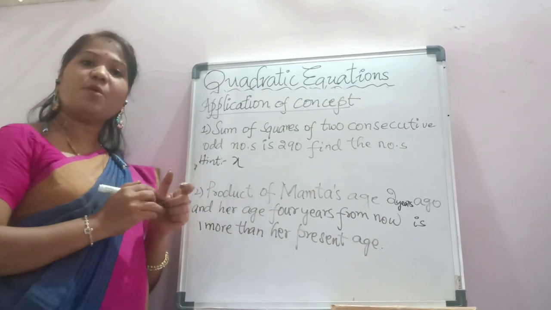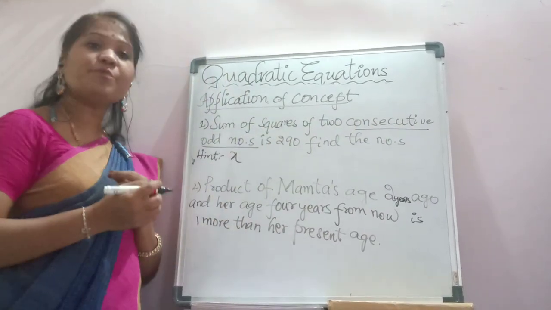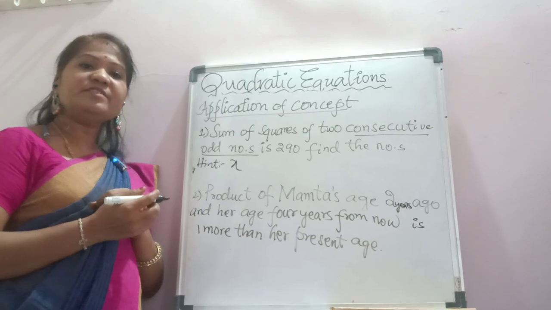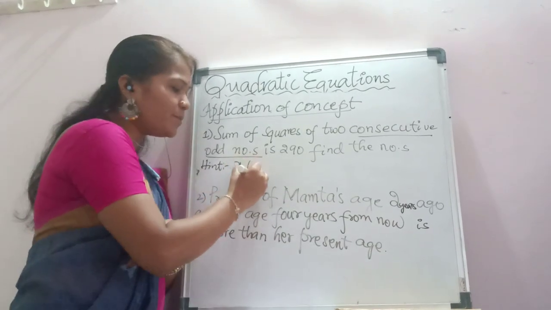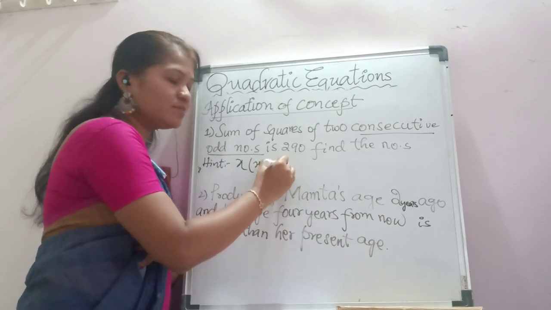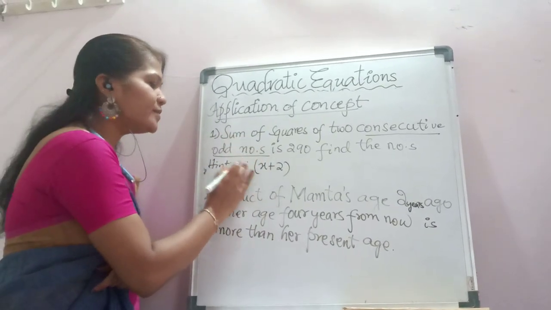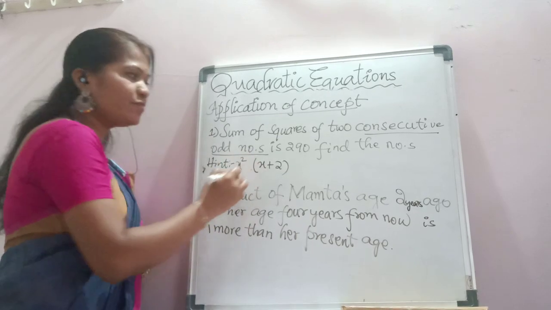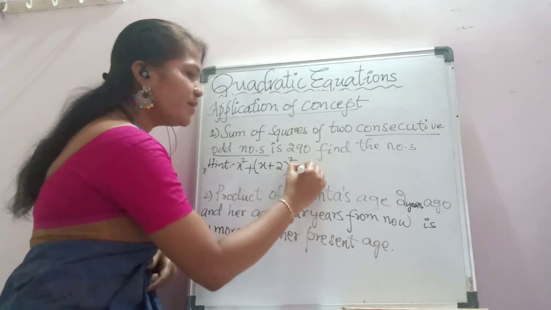So what is the other property we have? Consecutive odd numbers. What is the property we know? The difference between any two consecutive odd numbers is 2. So the other consecutive number will be what? x plus 2, isn't it? What is given in the question? The sum of the squares, so the square of this odd number plus the square of this odd number is what is given? 290.